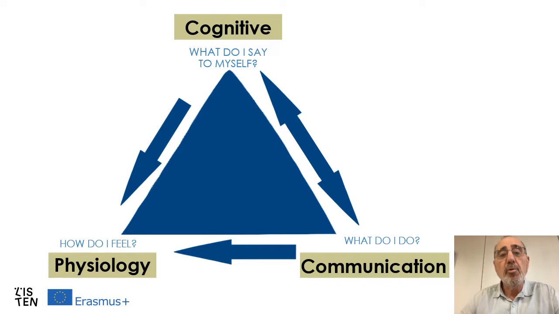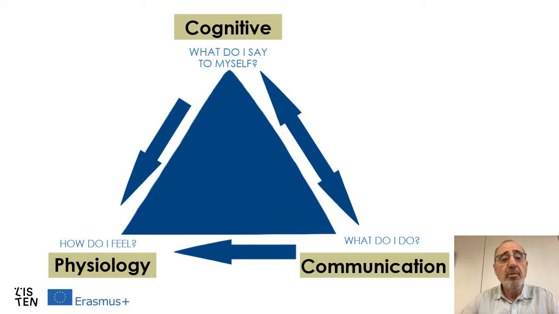One would be the cognitive one, meaning what do we think about things in general, and especially what do we say to ourselves in specific moments. For example, when interacting with someone who's not an ML speaker. The second level would be the level of communication. It's known technically as the motor level, observable behavior, which is what do we do. So do we speak? Do we keep silent? Do we go away? Do we go forward? Whatever can be observed by someone who's outside us.